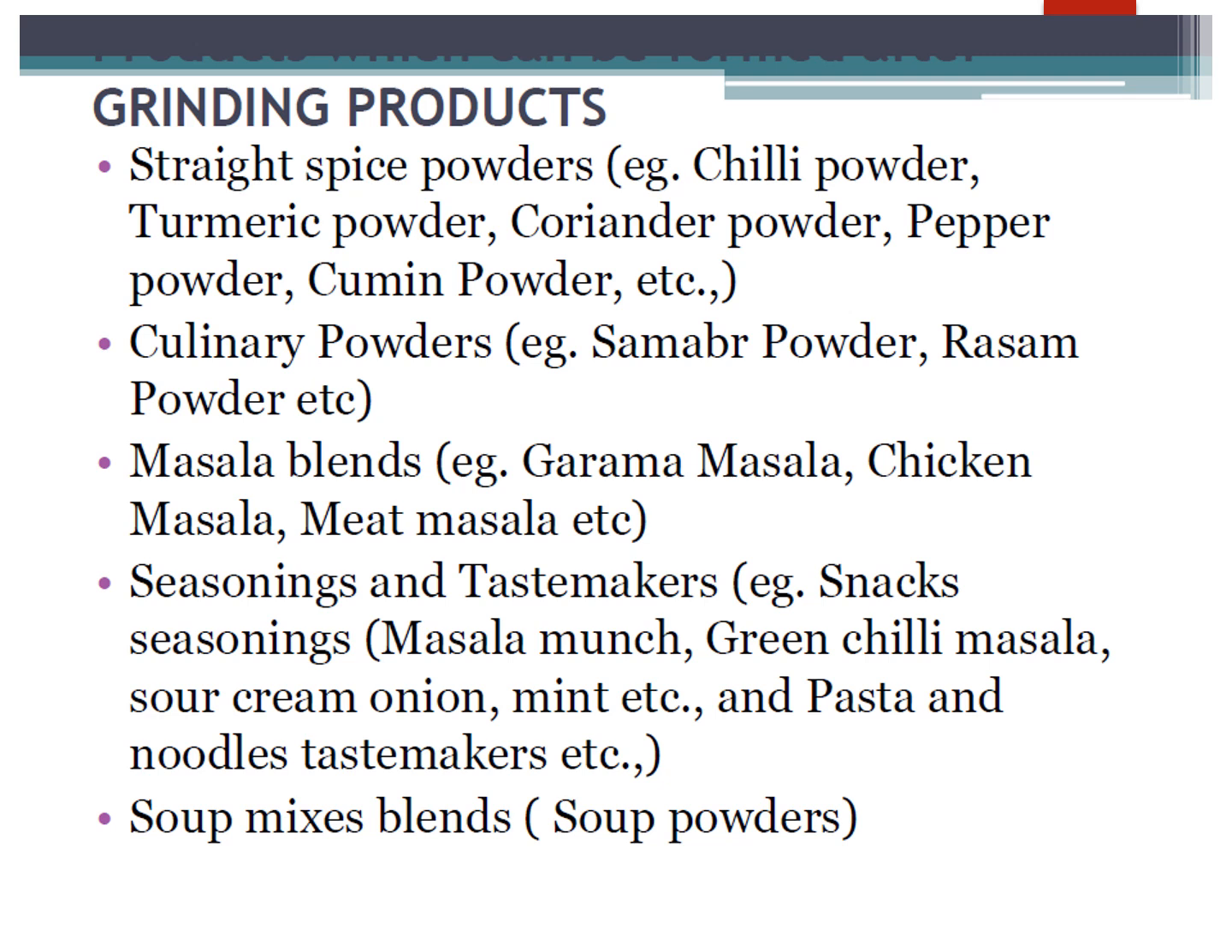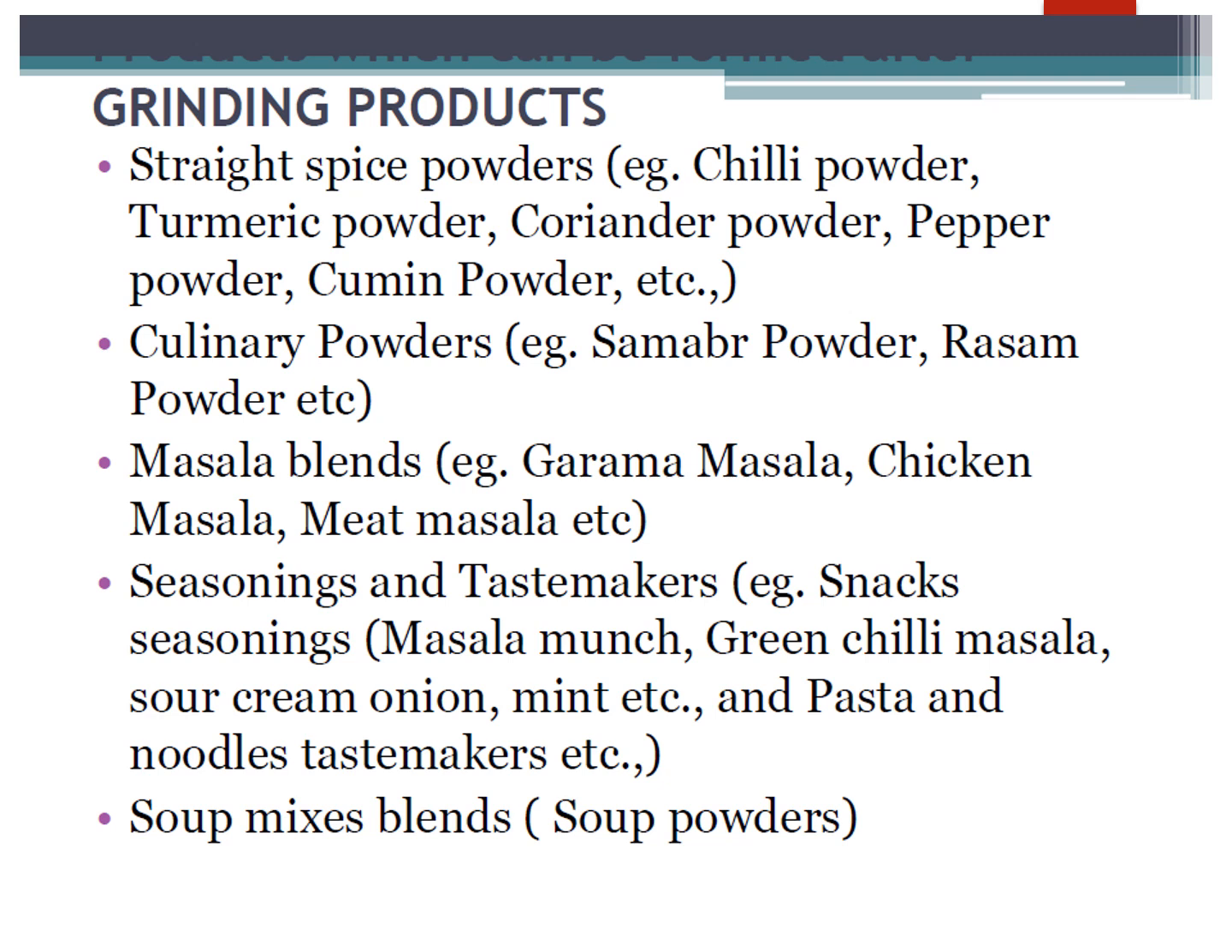Grinding products. There are a variety of grinding products. Some examples are here. Straight spice powders. Example, chili powder, turmeric powder, coriander powder, pepper powder, cumin powder, etc. Culinary powders. Example, sambar powder, rasam powder, etc. Masala blends. Example, garam masala, chicken masala, meat masala, etc.